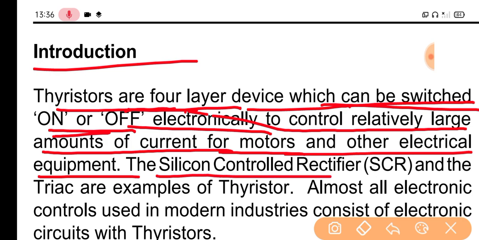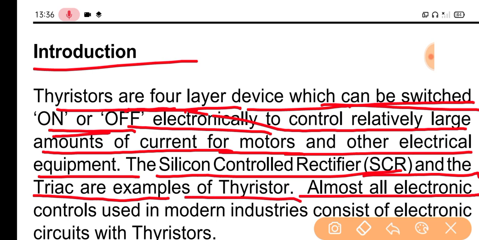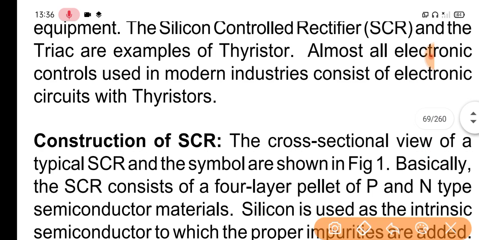The silicon controlled rectifier (SCR) and the triac are examples of thyristors. Almost all electronic controls used in modern industry consist of electronic circuits with thyristors.